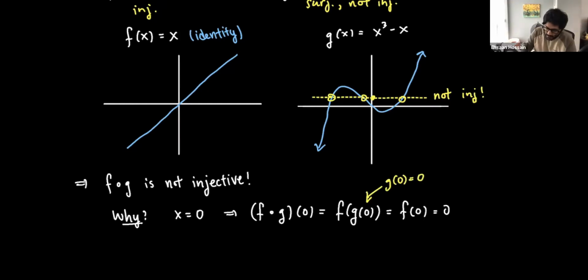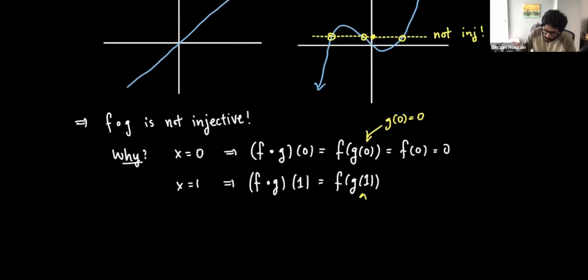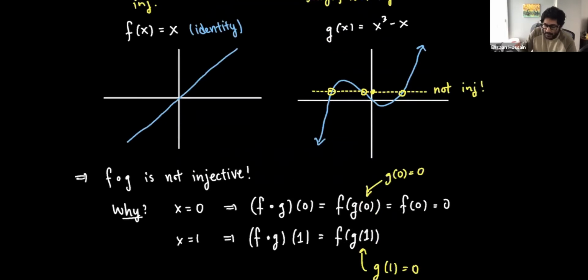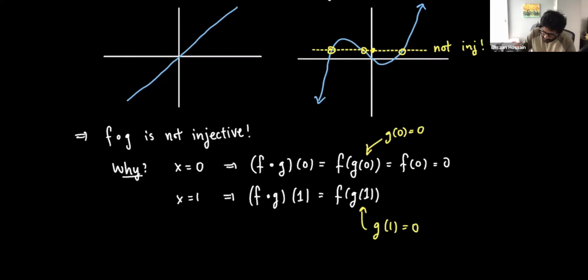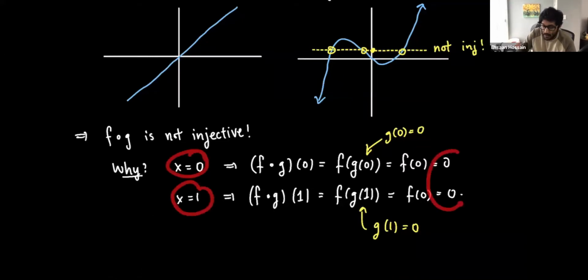Okay? And how about x equals 1? Very good. F of g of 1: g of 1 is 0, because I'm assuming whoever made this function had in mind that this function has multiple roots. So I'm going to get f of 0 again, which is 0. So you can see these two different inputs give the same output of 0. Excellent. Very good.